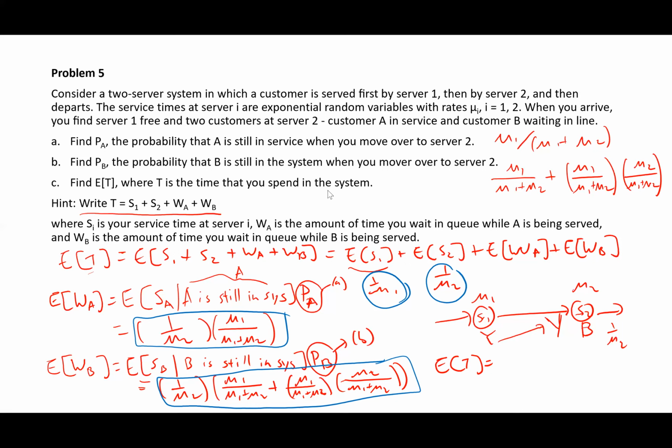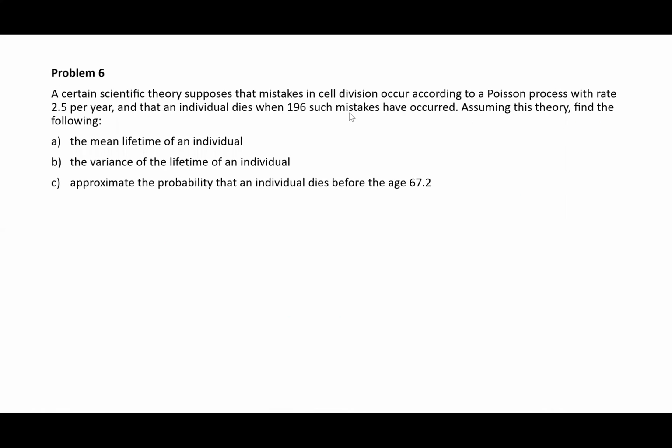Okay, so a little bit more challenging, but if you break it down this way, it's actually a much more manageable problem. Okay, so now let's move on to problem number 6. A certain scientific theory supposes that mistakes in cell division occur according to a Poisson process with rate 2.5 per year, and that an individual dies when 196 such mistakes have occurred. Assuming this theory, find the following: the mean lifetime of an individual.